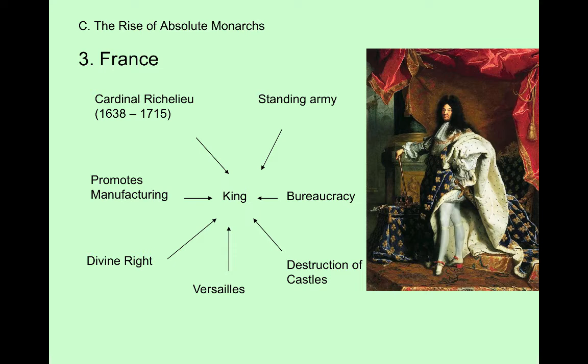There's an old proverb that says, "Keep your friends close, but your enemies closer." And Louis did this. He realizes that if the nobility are living with him in his palace, he will be able to keep an eye on them, and they will have a tough time launching a rebellion against him.